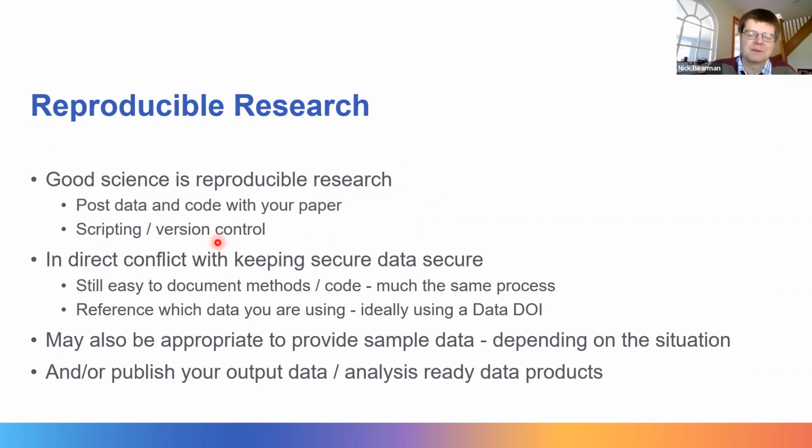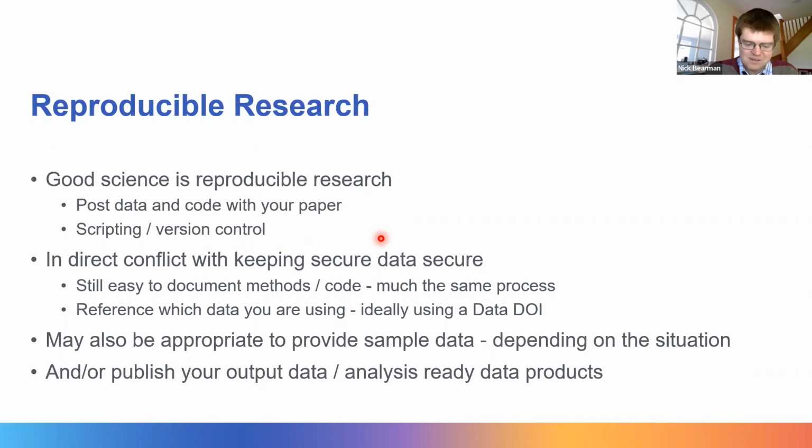And if you're using scripting to do your analysis, this is really helpful because you can include the script. And this brings in the concept of version control as well, which is not something we've mentioned here, but it's a really useful tool for working with reproducible research. At first glance, you might think that a journal's request to submit the data and the code might directly conflict with submitting secure data to a journal.